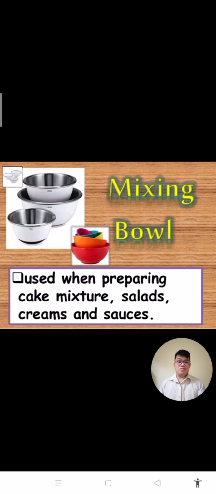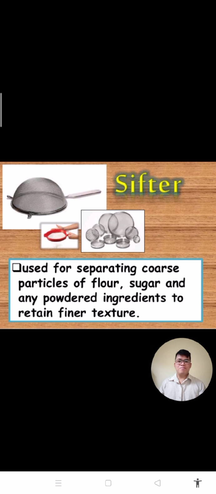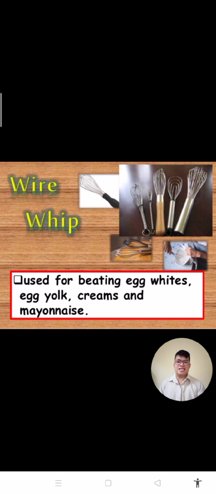First, the mixing bowl. It is used when preparing cake mixture, salads, creams, and sauces. We will also need a sifter. It is used for separating coarse particles of flour, sugar, and any powdered ingredients to retain a finer mixture. I know you have a sifter in your own homes. We also have your wire whip, used for beating egg whites, egg yolk, creams, and mayonnaise.